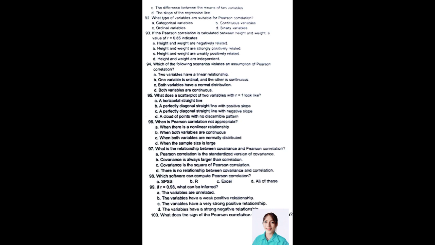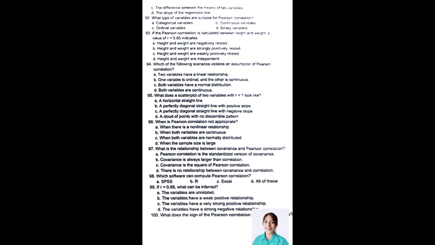Then we have number 94. Which of the following scenarios violates an assumption of Pearson correlation? The scenario that violates an assumption of Pearson correlation is option B, which is one variable is ordinal and the other is continuous. Then number 95, what does a scatter plot of two variables with r equal to 1 look like? It looks like a perfectly diagonal straight line with a positive slope. So that's option B.